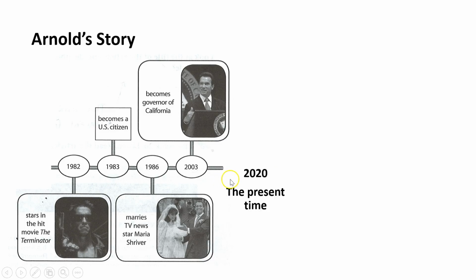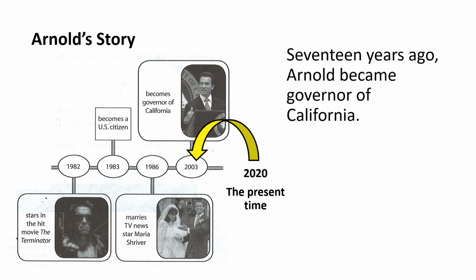Look at this story. Let's look at 2020 as the present time. If we go back to the last thing that happened, 2003, how many years is that? Did you get 17 years? So when I made my sentence, I wrote, "17 years ago, Arnold became governor of California." That means 17 years in the past, Arnold became governor of California.